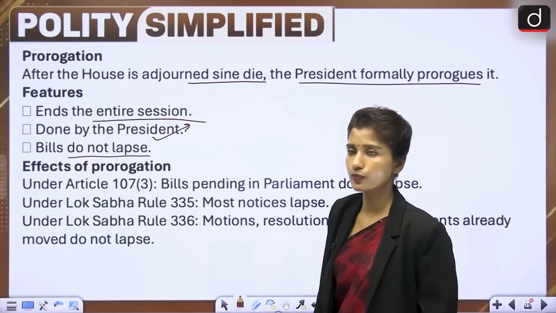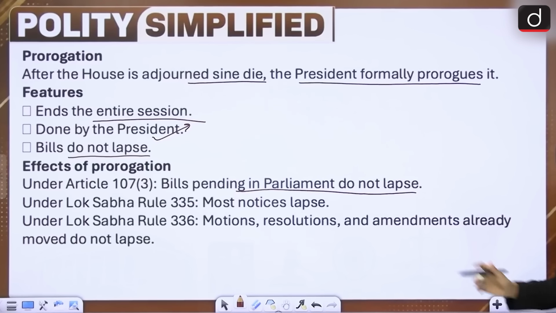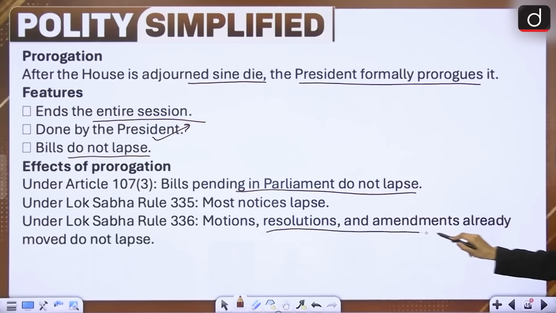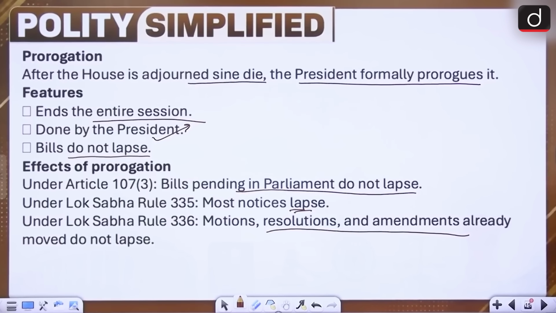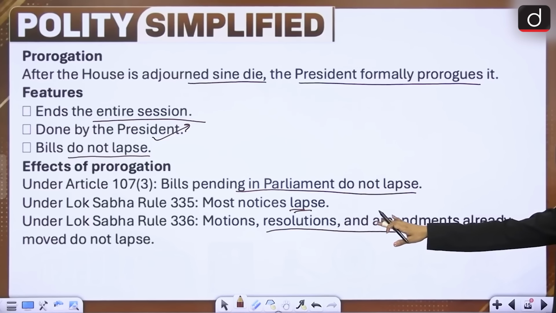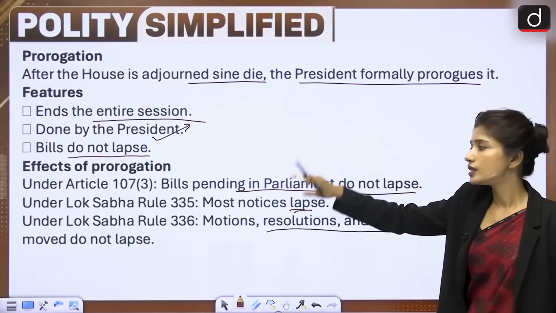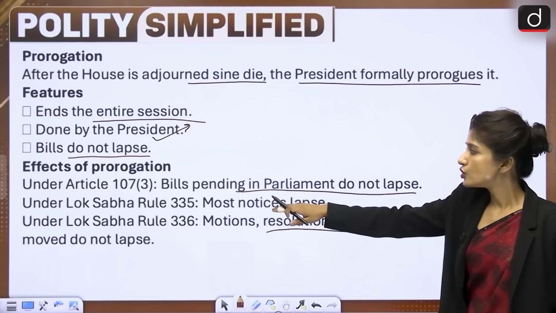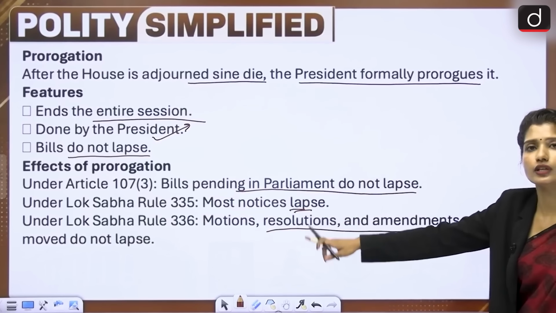If we talk about the effects of prorogation, there are three things. First, the bills pending in Parliament, as I told you, will not lapse. Second, motions, resolutions and amendments which have already been moved also don't lapse. But most notices lapse. What is the meaning of notice? Members of Parliament often give notice to ask questions, introduce motions or start a discussion. These notices end because the session has ended. They have to give the notice again in the next session. So pending bills will not lapse. Motions, resolutions and amendments which have already been moved will not lapse.